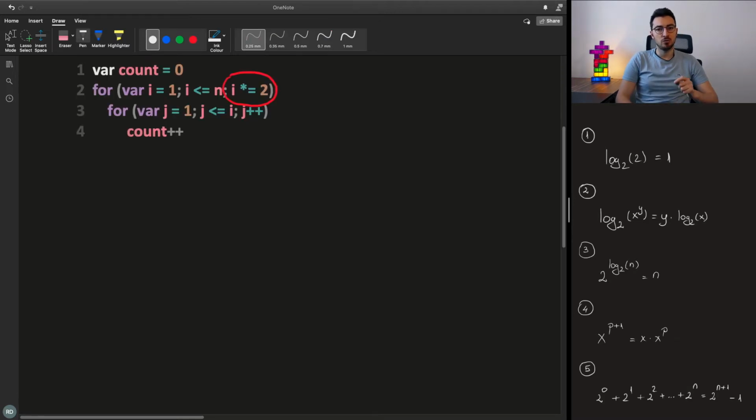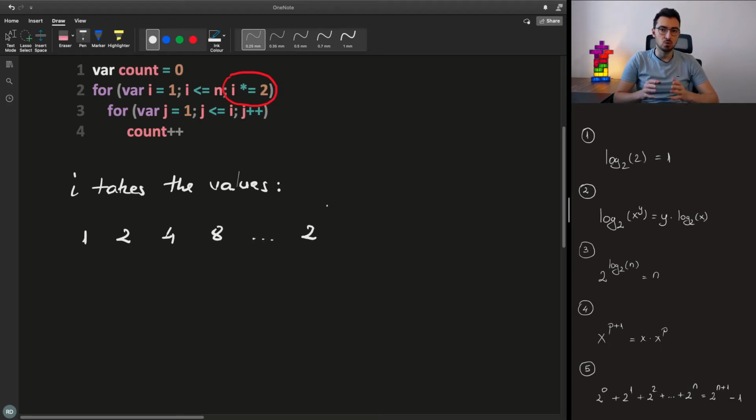Let's begin by trying to figure out how many times the exterior for loop is executed. As you can see, i starts at the value 1, then it becomes 2, then 4, then 8, and so on until it becomes 2 to the power of something. And that 2 to the power of something needs to be just bigger than n. Because we're trying to figure out the complexity of these algorithms, in those cases where the value of n is extremely large, tending sometimes towards infinity, we can approximate 2 to the something to be equal to n.